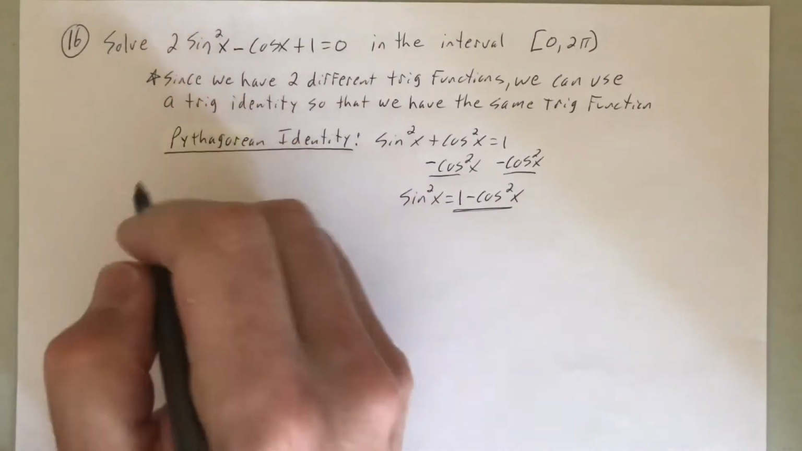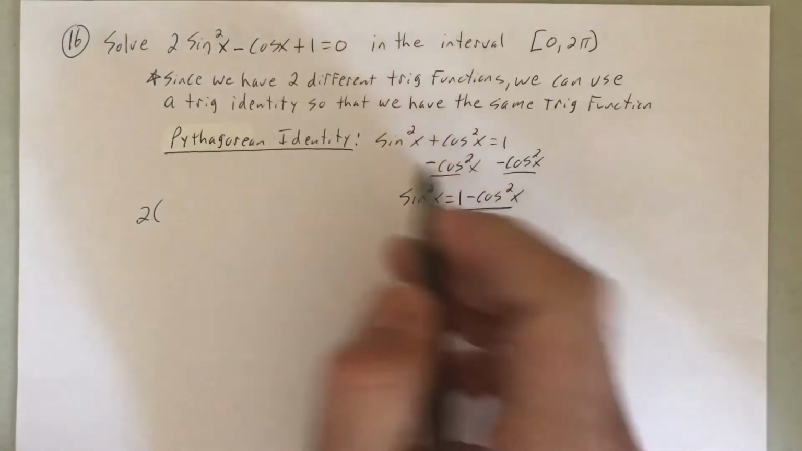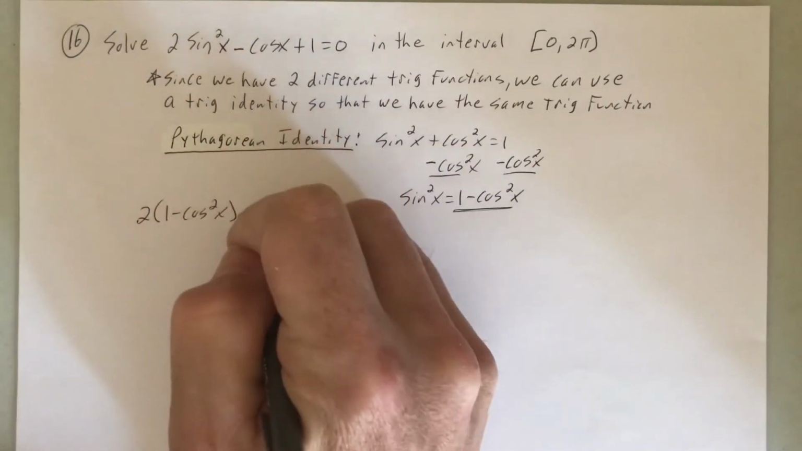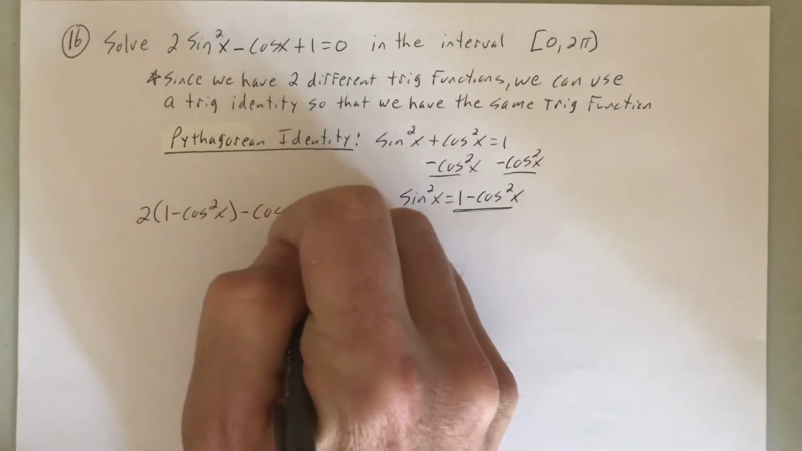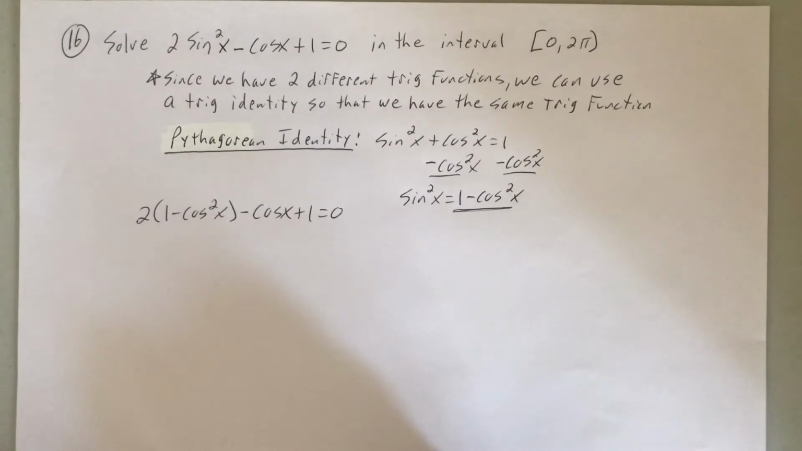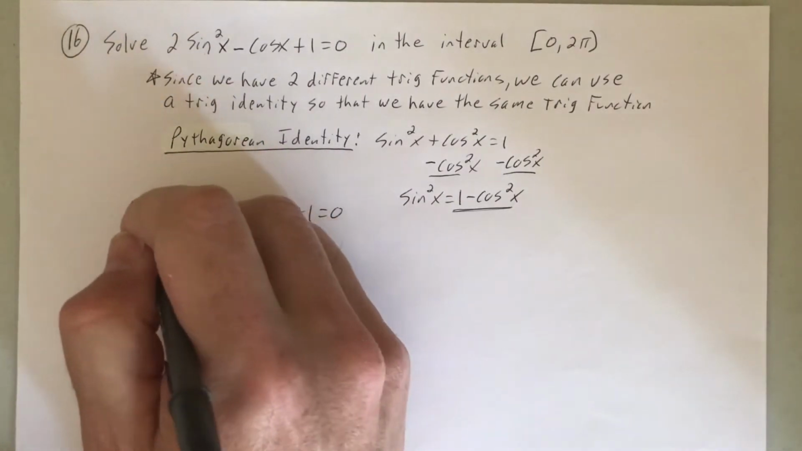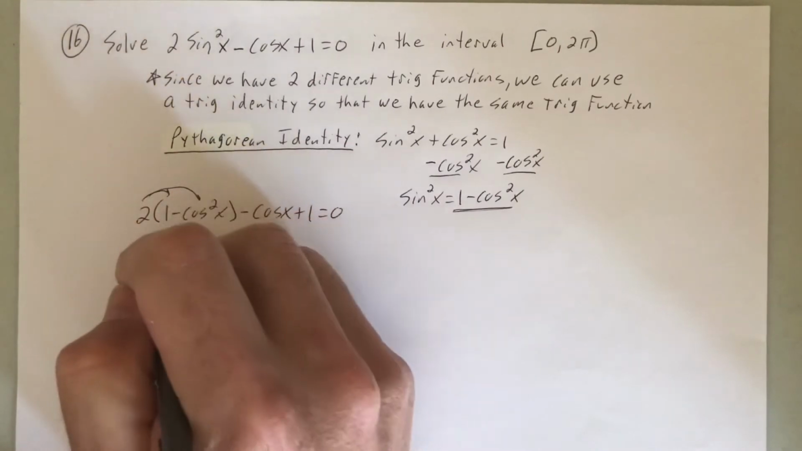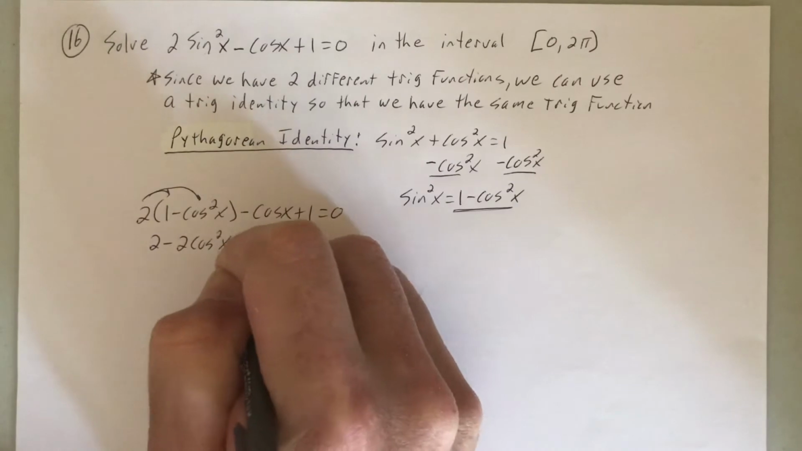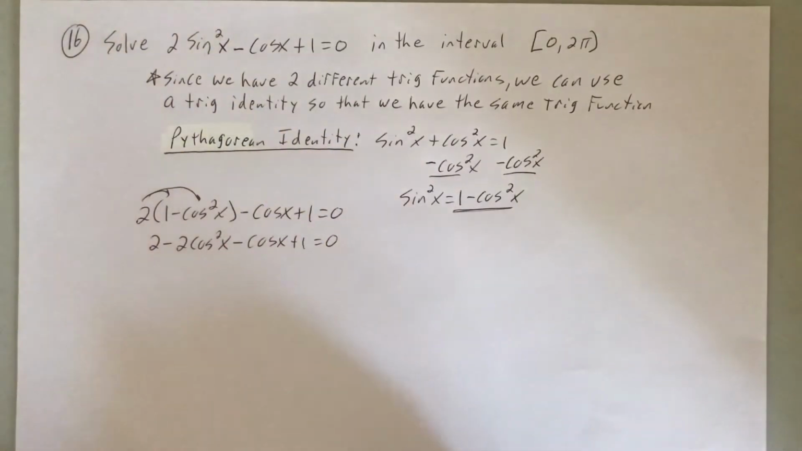I'm going to take what I have here. So I've got 2, and I'm going to replace sine squared x with 1 minus cosine squared x, and then bring everything else that I have: the cosine x plus 1 is equal to 0. So let's go ahead and simplify this and see what we get. We're going to use the distributive property here, and that's 2 minus 2 cosine squared x minus cosine x plus 1 is equal to 0.